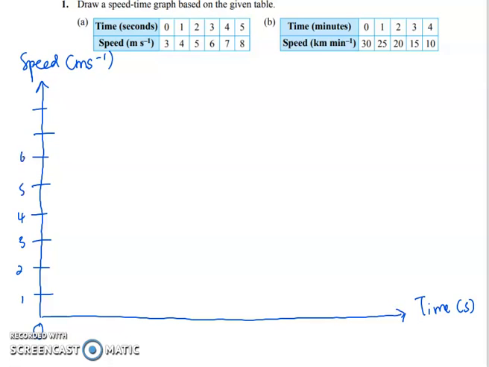Please use your graph paper for this one. And then for your x-axis, for the time, we will be using 2 cm to 1 unit as well. So 1, 2, 3, 4, and 5. And now we start to plot our graph.